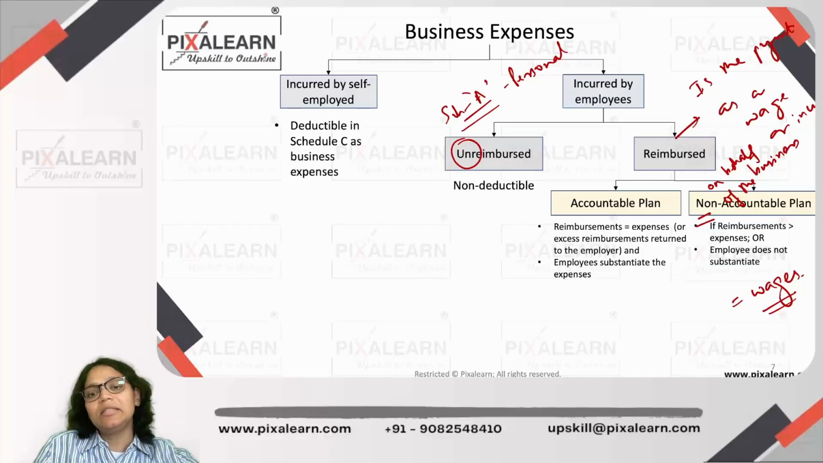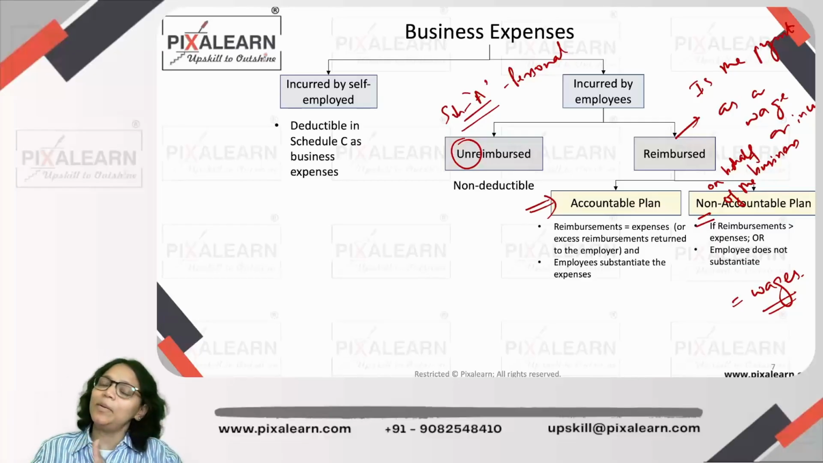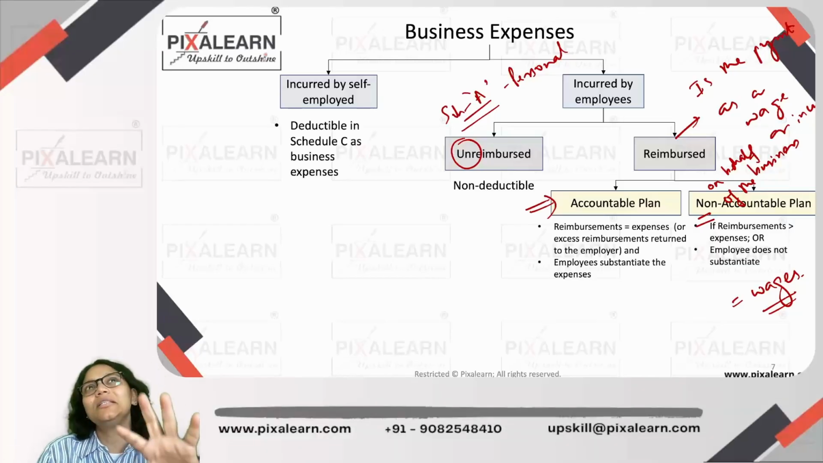But let's say it's an accountable plan, which means what? The employer has to spend an expense, but the employer has asked me to spend it on his or her behalf. I spend that money, and I give the receipts and substantiate that payment. And in case there's something extra, I return it to my employer. So let's take an example.